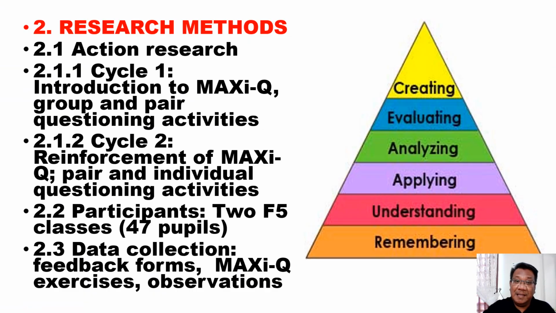Ladies and gentlemen, now let me explain about the research methods. Maxi Q was implemented through an action research. There were 2 cycles. Now, the first cycle was about getting the pupils familiar with Maxi Q. Definitely explanations about the 6 cognitive domains was given, and group activities especially were carried out to make them familiar with the questions. Then cycle 2 took place, and here it was more on reinforcement, reinforcing the understanding of Maxi Q, and the focus of the activities was on pair and individual questioning activities.